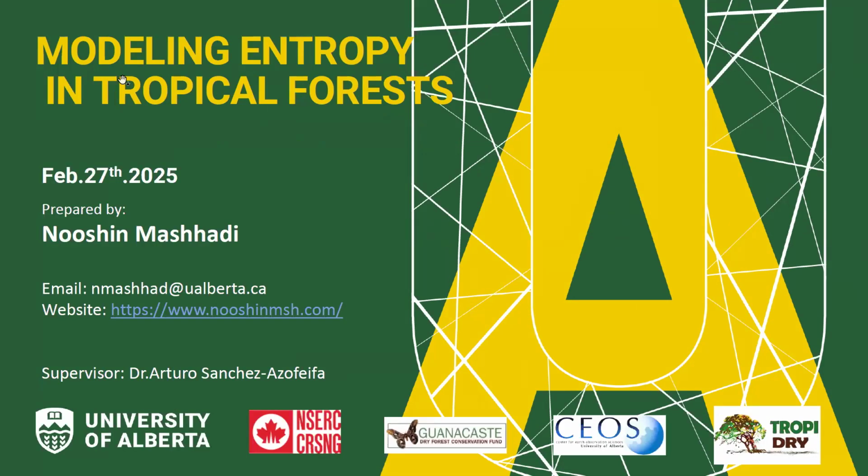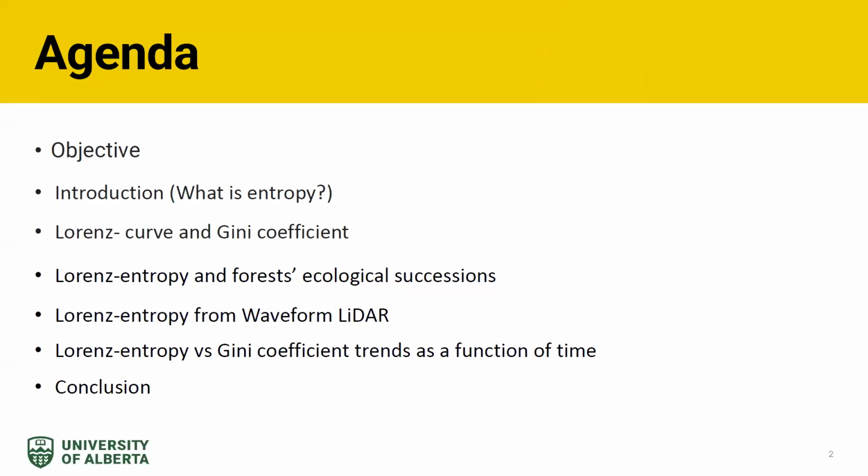Okay. So my name is Nooshin Mashhadi. As Alex said, I'm a PhD candidate at the University of Alberta under the supervision of Dr. Arturo Sanchez. My research topic is about modeling entropy in tropical forests.